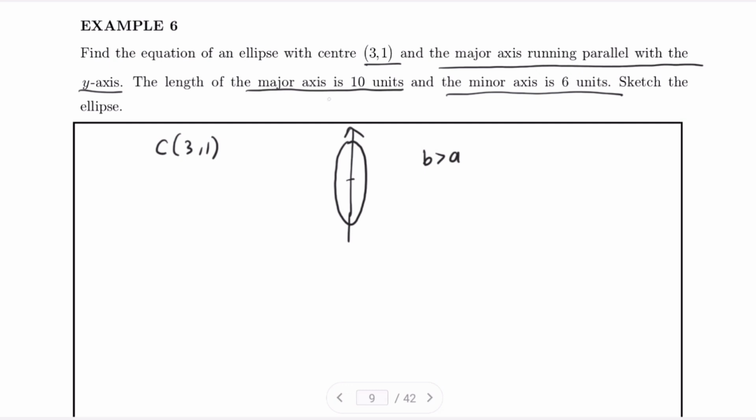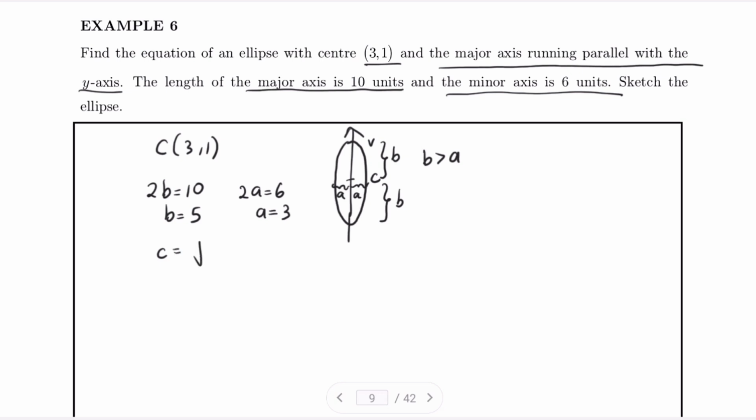It says here the length of the major axis is 10 units. So you know from center to vertex, the distance is basically B. The total length is 10 units, so B plus B is 2B. So 2B equals 10, B equals 5. Similarly for the minor axis, it's going to be A plus A. So that is 2A equals 6, so your A is 3.